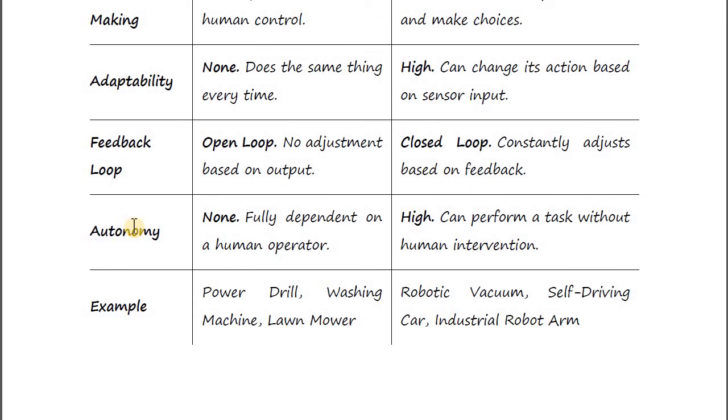Well, what about autonomy? The machine has none. It's fully dependent on a human operator. What about a robot? Well, it can perform a task without human intervention. So you might feel jealous, dear student, of a robot, which does not require any assistance from its parents. You will be self-sufficient.